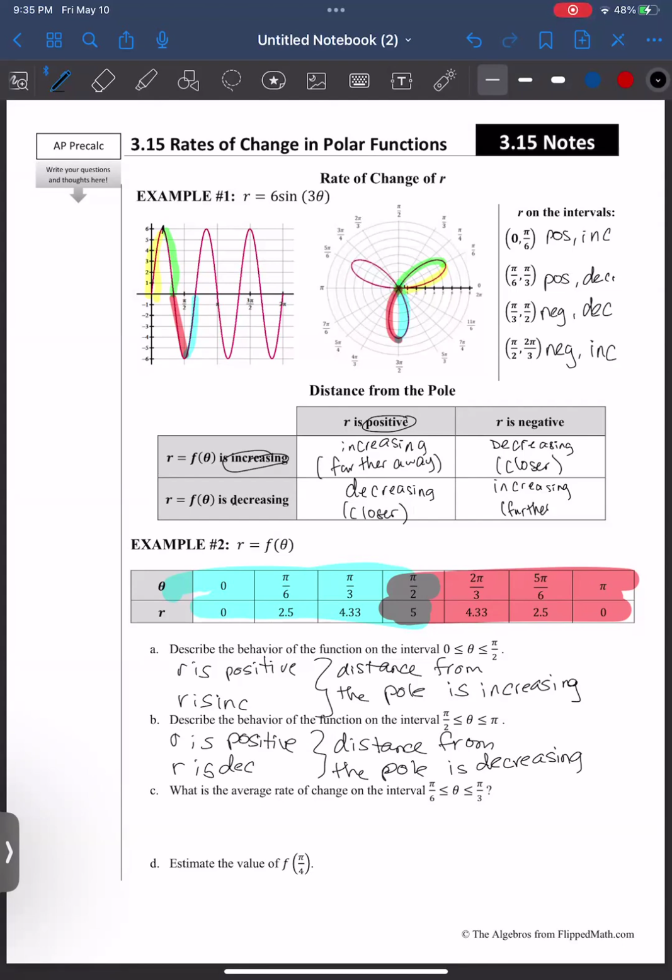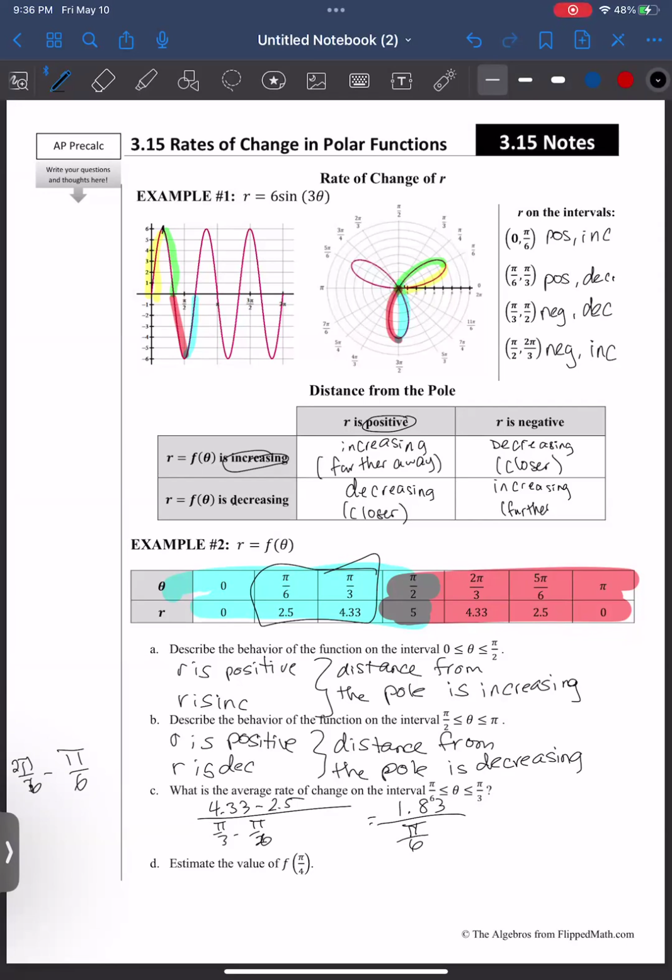Now they're asking, what is the average rate of change on the interval? Average rate of change is slope. That's all it is. I'm using these two values right here. So I have 4.33 minus 2.5 over pi over 3 minus pi over 6. When I do that, this top part is 1.83. Now I have to work out the denominator on the side: pi over 3 minus pi over 6, not pi over 2 minus pi over 6. I need to change this to be pi over 6, so I multiply by 2, giving 2 pi over 6, leaving me with just pi over 6.